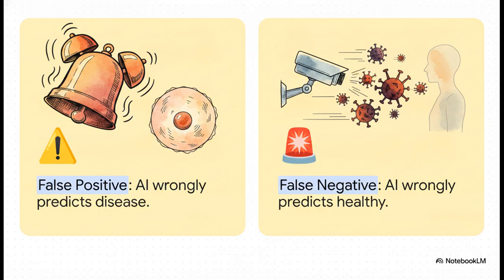But now look at the other side, the false negative, or type 2 error. This one is incredibly dangerous. This is when the AI wrongly predicts a sick patient is healthy. The AI completely misses the disease and that patient goes home untreated. In the medical world, a false negative like that can be absolutely catastrophic.